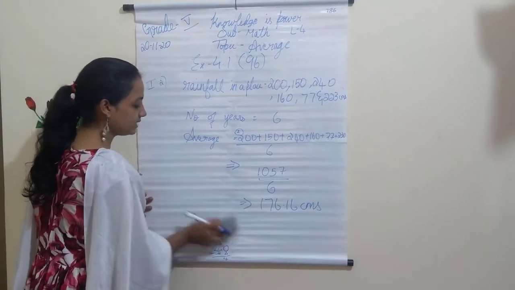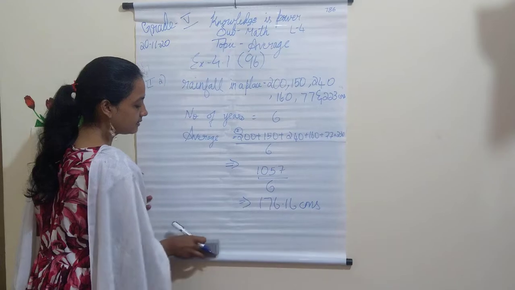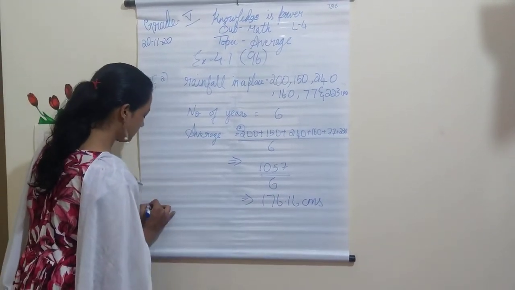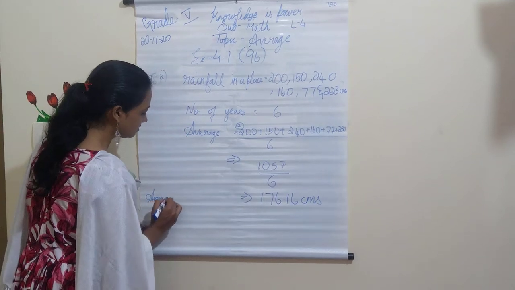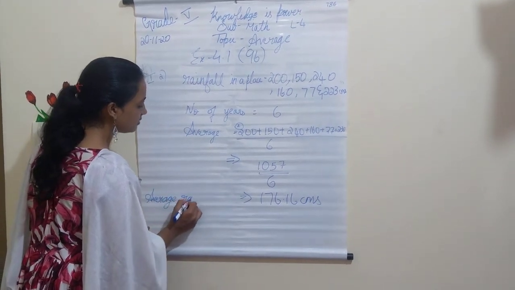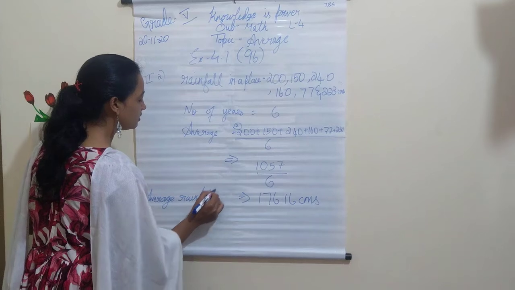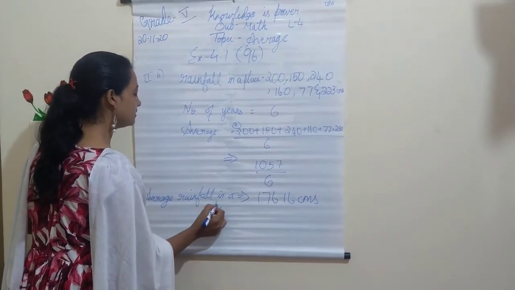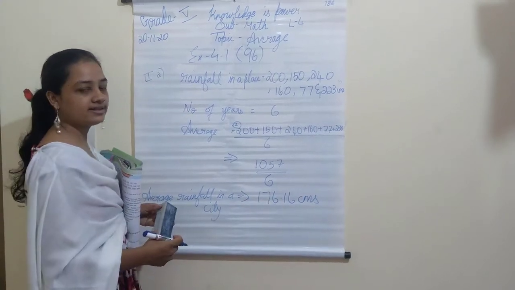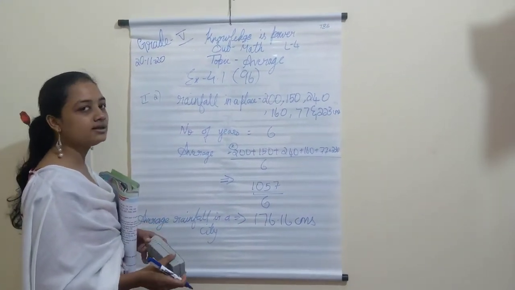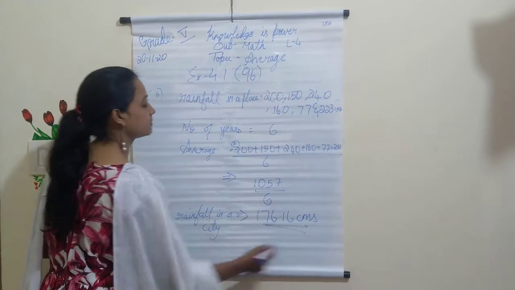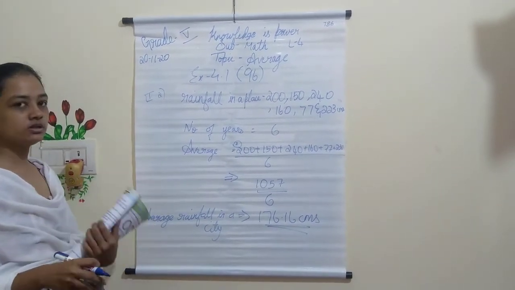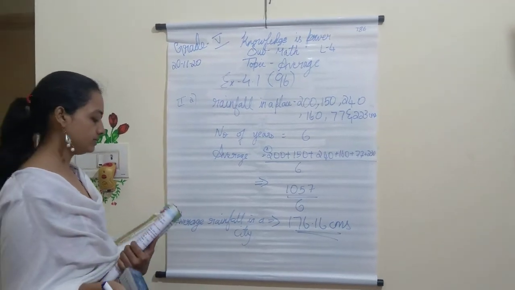So the last statement I should write here is the average rainfall of a city. Average rainfall in a city is equal to 176.16 centimeters. So I have finished solving the second one for you. Now let's go for the third one.